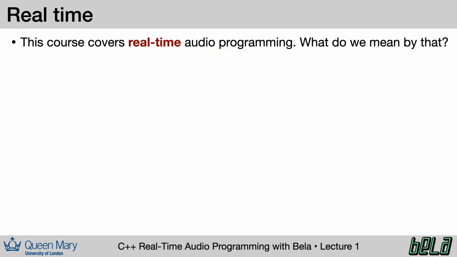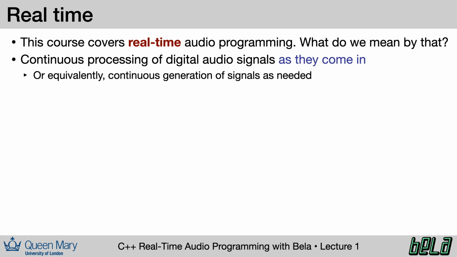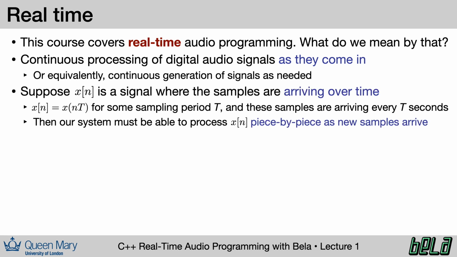This is a class about real-time audio programming, so let's talk about what we mean by real-time. Basically, we mean processing or generating signals as they come in, as opposed to doing it all in advance. So if we had a signal x[n] whose samples were arriving one after another in time, then a real-time system is one that is processing the values of x[n] piece by piece as those samples are arriving, rather than waiting for the whole signal to arrive and then processing it all at once.